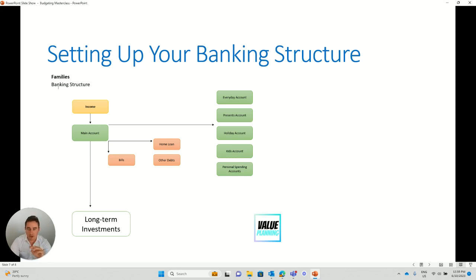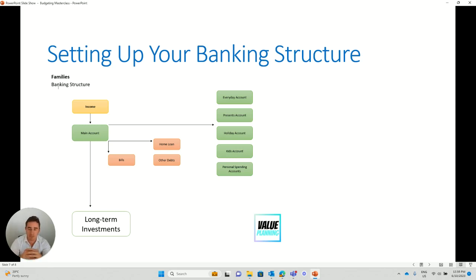Now, those three accounts that I've gone through: presents, holiday, kids accounts. Those can be online savings accounts, high interest accounts, because you're not regularly accessing those. You don't need card access to those accounts. Okay.